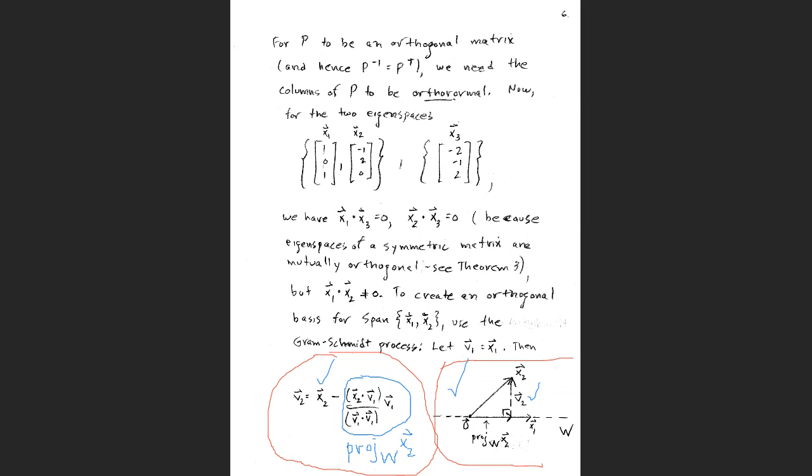Let me just see one thing here. Where I said theorem 3 here, class, that theorem 3 is called the spectral theorem for symmetric matrices. I'll show you that real quick. But let's go to the next page and finish this up.